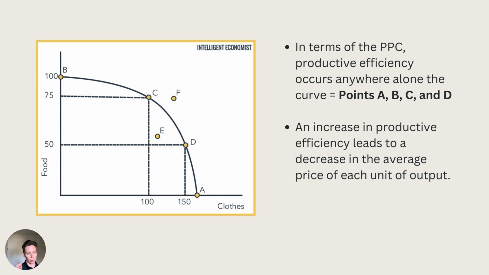And remember that we're looking to obviously maximize profits. And so if we're able to reduce the average price per unit produced, we're likely to attract that demand and we're able to maximize our profits. So in terms of the PPC, productive efficiency occurs anywhere across points B, C, D, and A, and you need to be able to explain why that's the case.